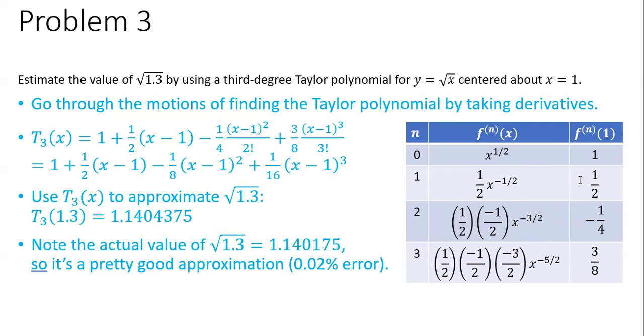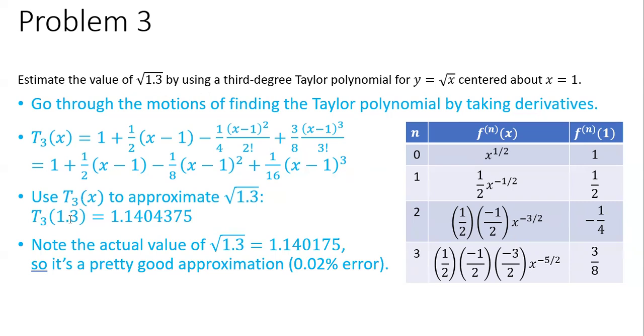You can go ahead and pause the video to check this out yourself. It should be straightforward in my opinion, but if you have questions, feel free to leave a comment. So we find the Taylor polynomial to be 1 plus, we just go through building the Taylor series, but we stop at this term over here. So it'll be half times (x minus 1) to the first power over 1 factorial, minus one-fourth (x minus 1) squared over 2 factorial, plus 3/8 (x minus 1) cubed over 3 factorial, which we can simplify to this line over here. We're going to use this to approximate the square root of 1.3.